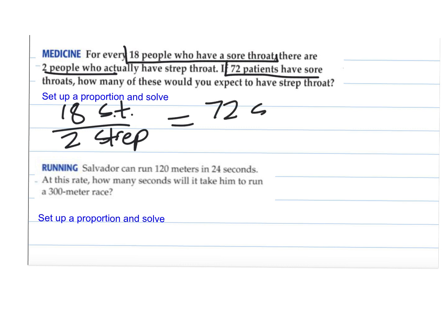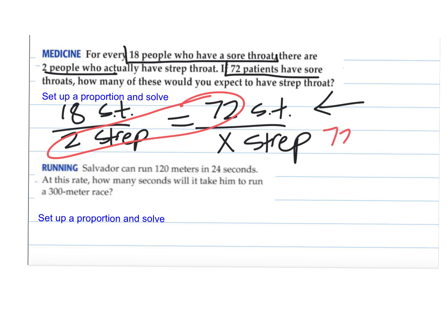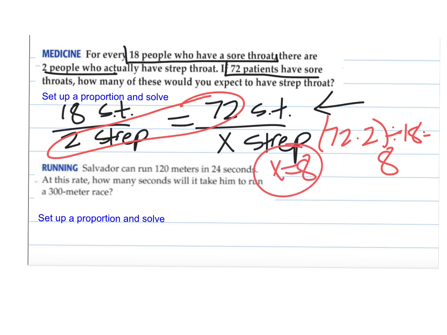So 72 patients with sore throats goes on the top because I have sore throat on the top, strep on the bottom. We need to figure out how many people have strep. So we would do 72 times 2, which is 144, divided by that third number, 18. And we get 8. So x equals 8 people out of 72 that would have strep.